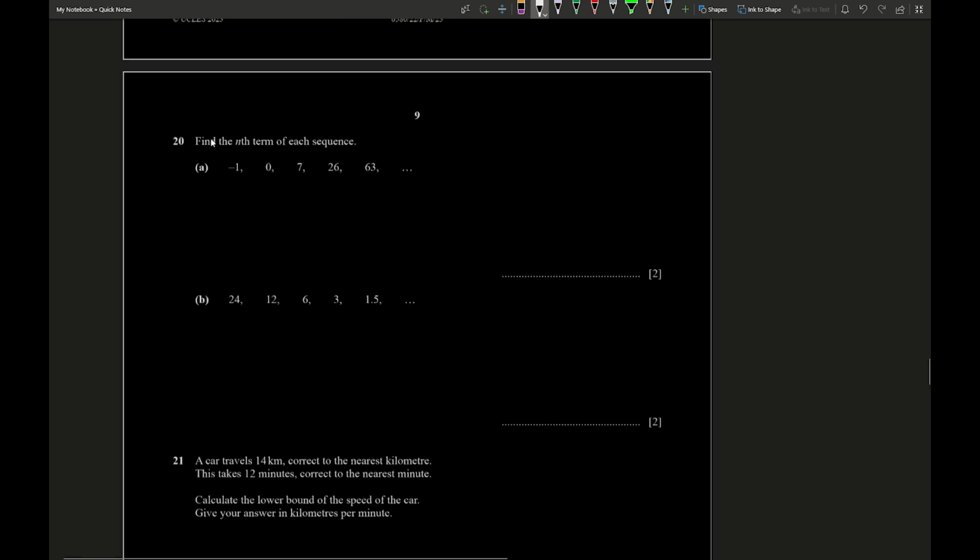Alright, on to question number 20. Find the nth term of each sequence. Given part A, a sequence which states that -1, 0, 7, 26, and 63, and so on.